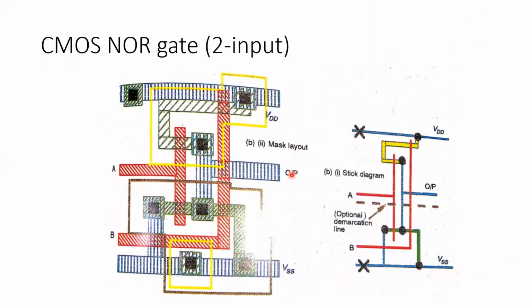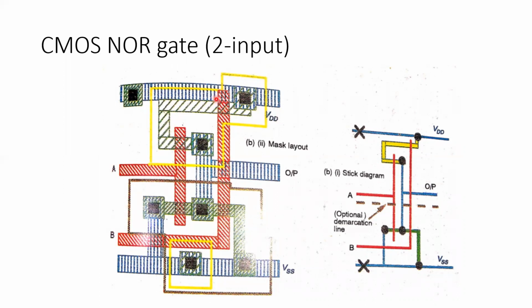So we'll move to the next layout, that is CMOS NOR gate. So this is the stick diagram for A plus B bar, that is NOR gate, two input NOR gate, and you can see PMOS are in series, NMOS are in parallel here, and polysilicon is crossing both PMOS and NMOS, and that represents inputs A and B, and the demarcation line which distinguishes between the P type MOS transistors and N type MOS transistors.